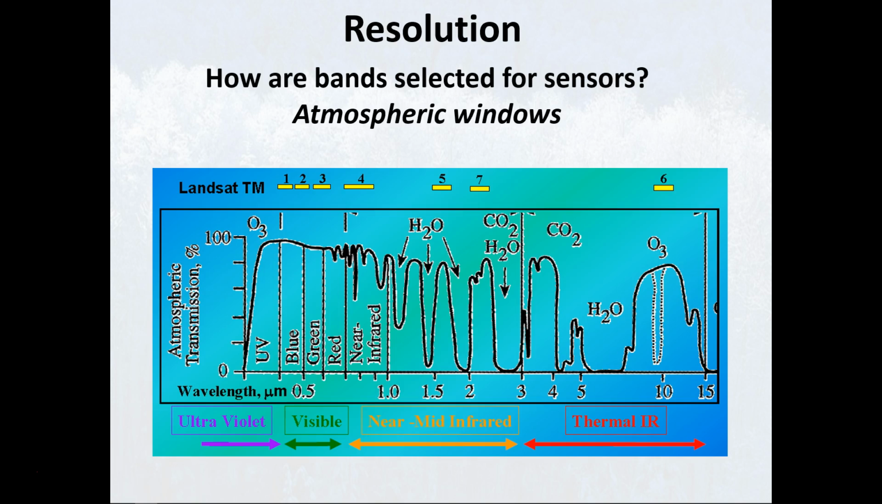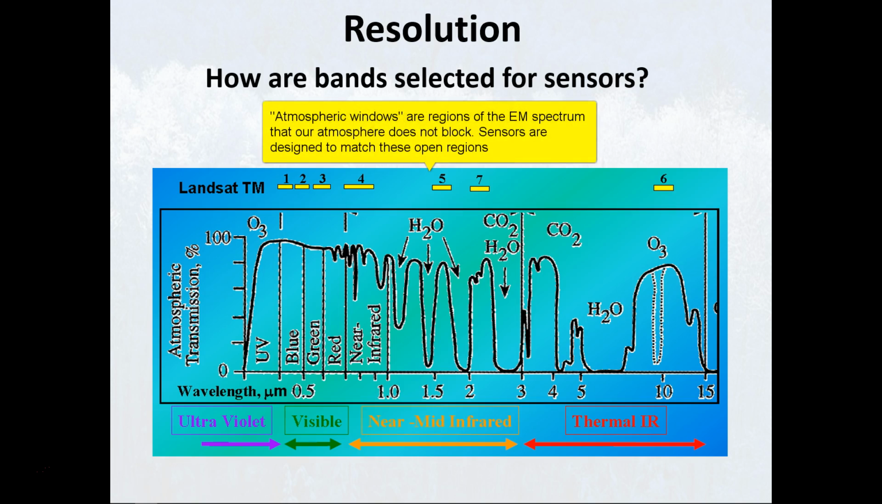Zooming back out a bit here again, how are spectral bands for a sensor selected in the first place? Well, it all has to do with what are called atmospheric windows. They are called windows because they let energy in from space all the way to the Earth's surface. So if you look at the y-axis, you'll see percent atmospheric transmission from 0 to 100.